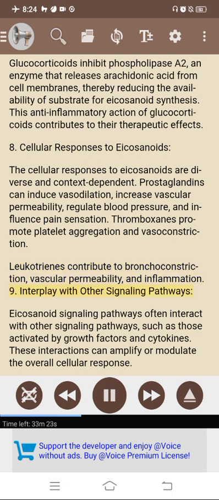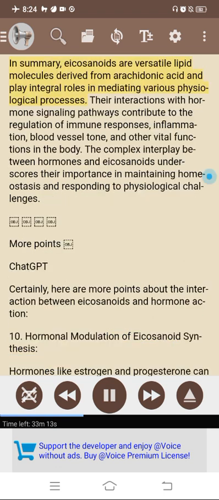9. Interplay with other signaling pathways. Eicosanoid signaling pathways often interact with other signaling pathways, such as those activated by growth factors and cytokines. These interactions can amplify or modulate the overall cellular response.